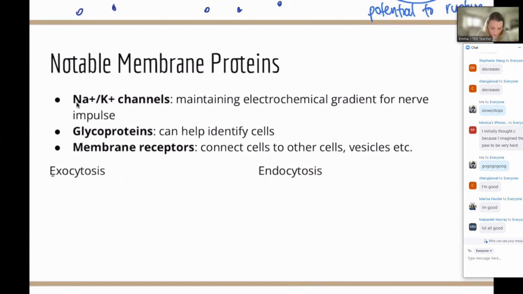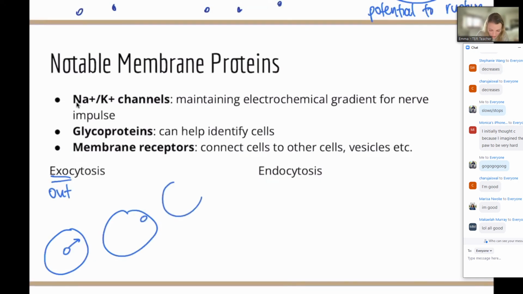So when we talk about exocytosis, we're sending something out. What can happen is that you have your cell here, you've made something, you've packaged it up at the Golgi, and it's heading for the outside. As it moves closer to the cell membrane, eventually it will fuse with the cell membrane, and then the contents will leave. So if I put a little orange in here, now my orange can leave. That's considered exocytosis, sending something out.